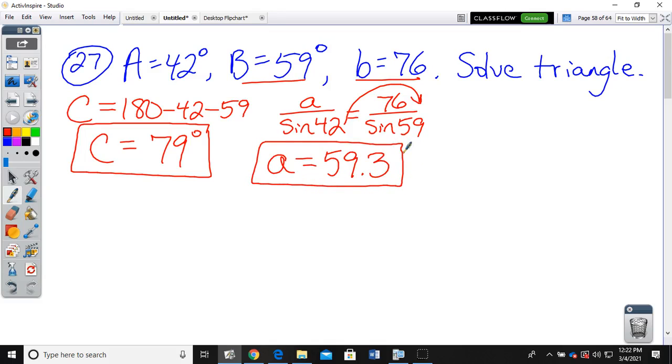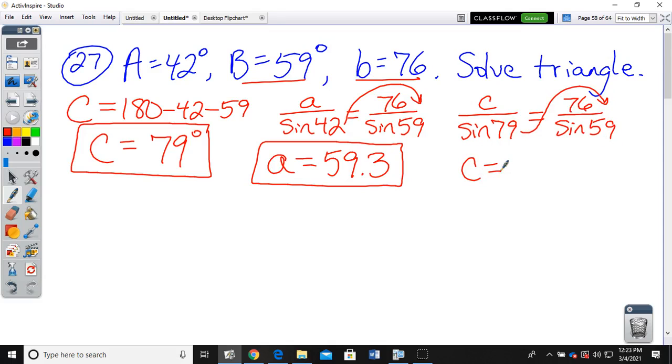Notice I'm not putting a degree symbol because it's not an angle, right? We're not finding angles right now. To get little c, same process, just different numbers. Little c over the sine of angle C, which is 79 degrees, equals, same thing, 76 over sine of 59. Move the denominator on the left up to the numerator on the right and type it into your calculator. I got 87.0.